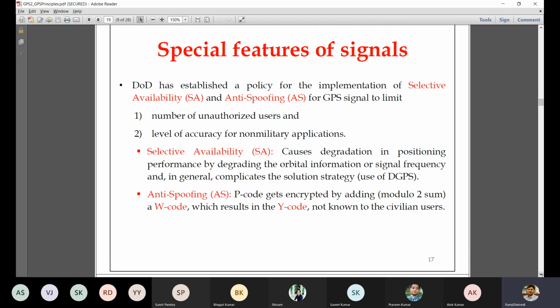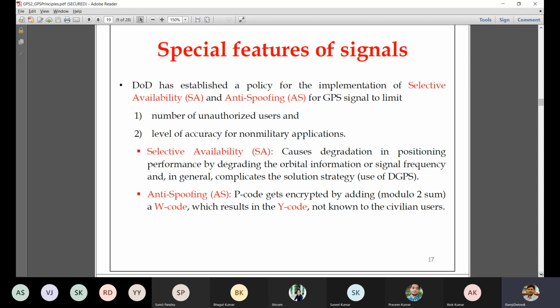So special features of signals: the Department of Defense has established a policy for implementation of selective availability and anti-spoofing for GPS signal to limit. So these are the two types of special features, selective availability and anti-spoofing, to limit the number of unauthorized users and the level of accuracy for non-military applications.